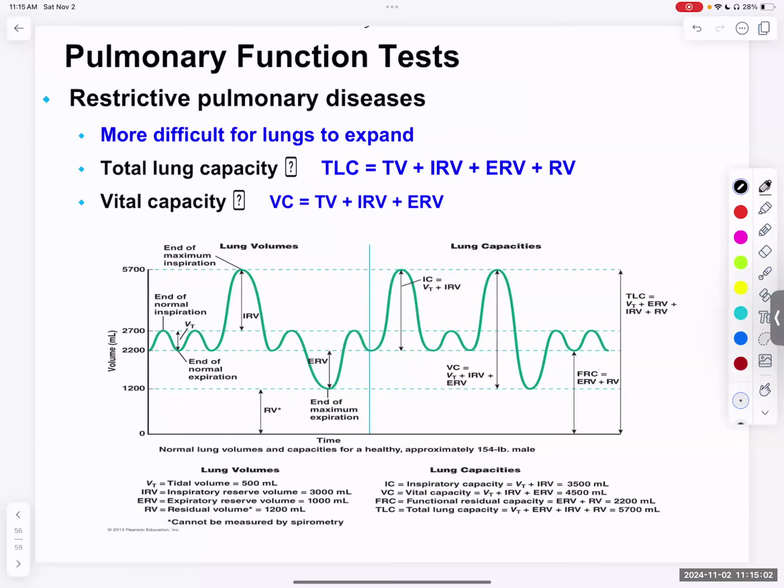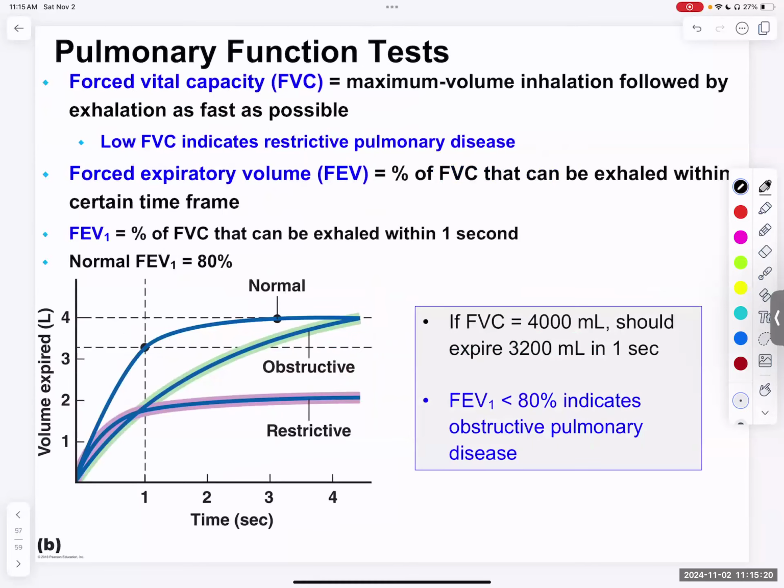We're going to use pulmonary function tests to look at total lung capacity and vital capacity. We're going to guesstimate residual volume, but we will be able to use our machines to find tidal volume, inspiratory reserve volume, and expiratory reserve volume. And then the second lab is going to be looking at FEV1.